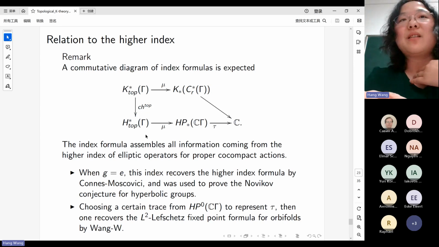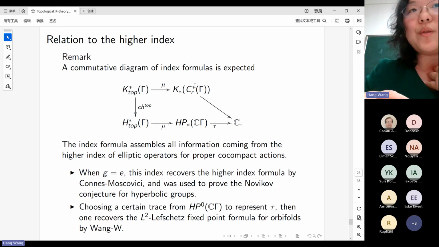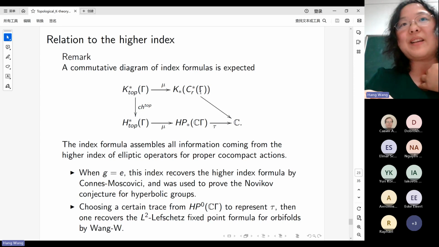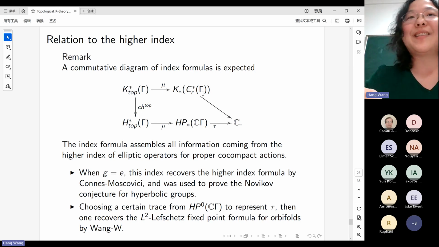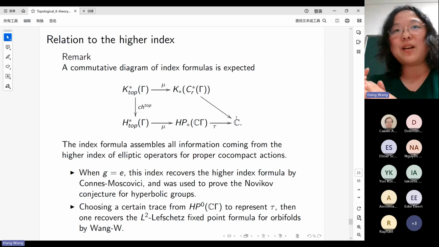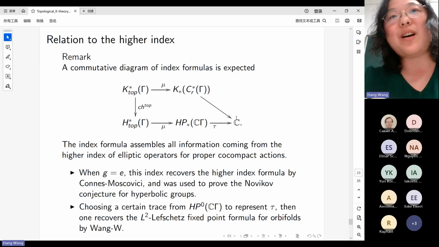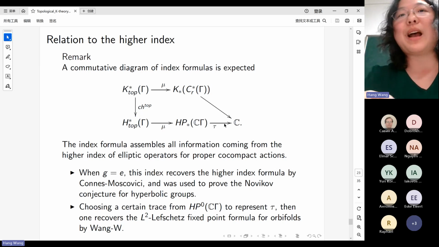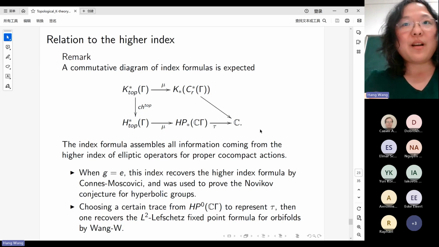But on the other hand, one can also first consider the assembly map, and then define some cyclic cocycle of some nice dense subalgebra of C star gamma, pairing with that to obtain a formula. And we want to claim they are the same. But of course, this is future work. Up to now, we have been working on the left-hand side of Baum-Connes.